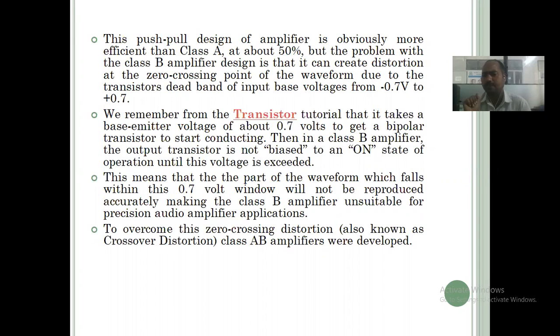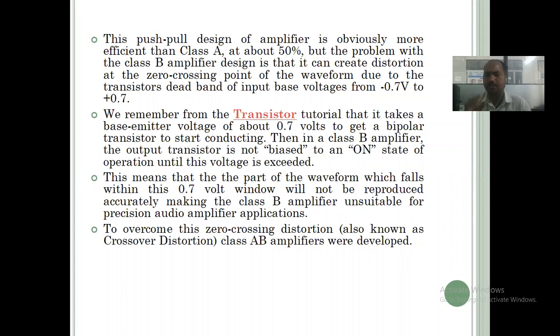See, in case of class B amplifier, what we have to do? We have to use two transistors, each working in alternating half cycles, that is a 180-degree half cycle, either the positive or the negative half cycle. But we know that a transistor is constructed from silicon or germanium, right? So due to the portion from 0 to 0.7 volt, or 0 to minus 0.7 volt, right?